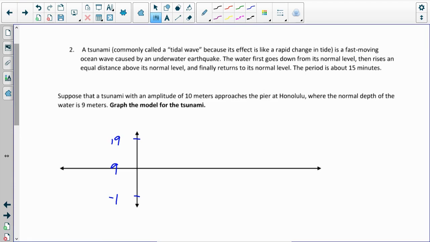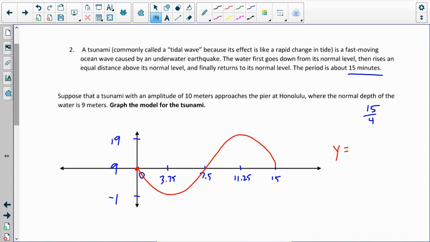So the period is about 15 minutes. So I'm going to do 15 divided by 4 to figure out what I add every time. So my initial time is going to be 0. Then I have 3.75, 7.5, 11.25, and 15. And so it starts at its normal 9 meters, and then the tsunami hits and it goes down first, then it comes up. So that kind of looks like a sine graph.